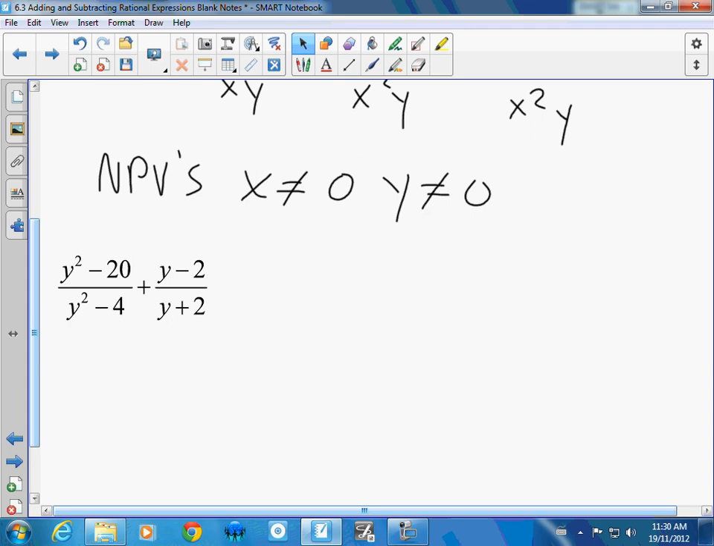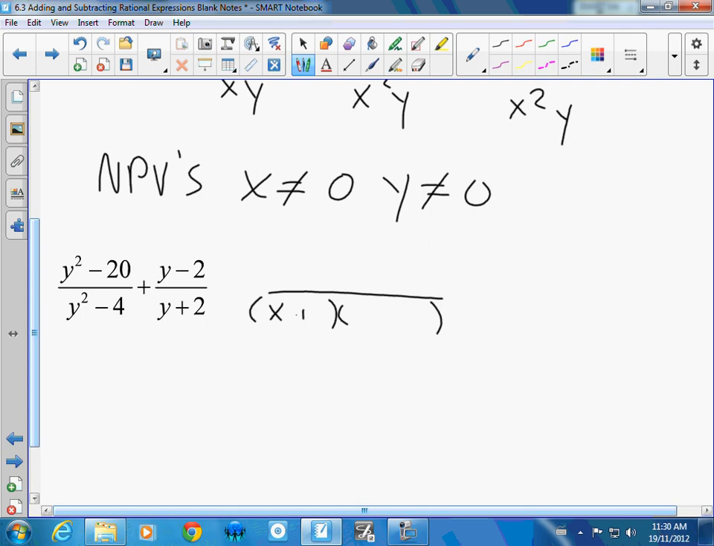You got to factor it. You have to factor this. Lowest common denominator. So let's factor the top expression here. So what do we have on the bottom of the first expression? What is this, this y squared minus 4, what is it? X plus 2, x minus 2. What's on the top still? Y squared minus 20. That's easy.